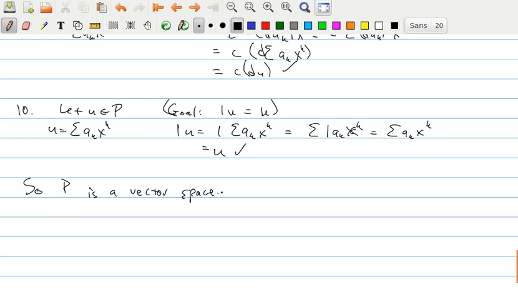So as you can see from this, this is a very long process to show that the set you're working with is a vector space. Let's look at some non-examples. These go much faster than actual examples do.